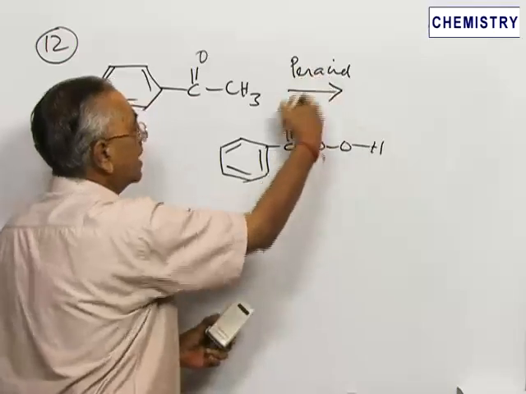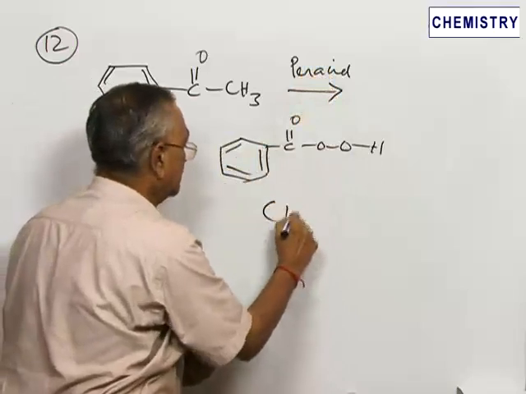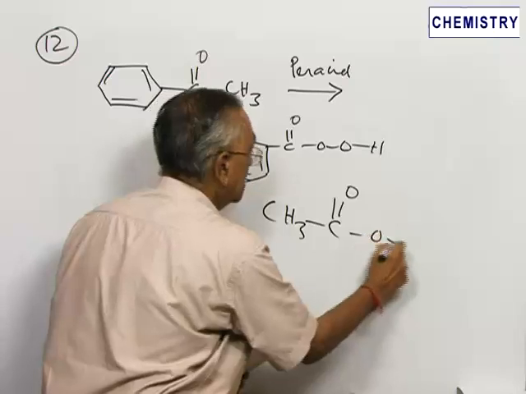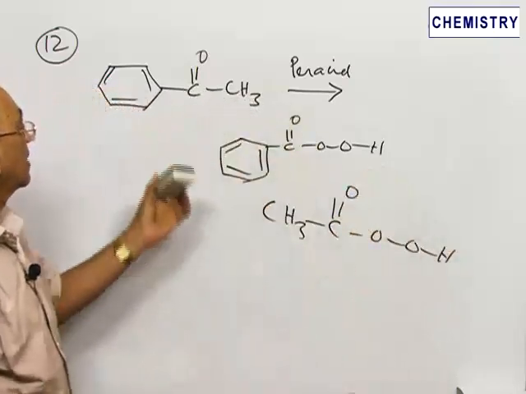So this is actually a peracid. This is simply given as a general name, peracid. It can be any other peracid. As for example, this is known as perbenzoic acid. This, in other words, is known as peracetic acid. So any one of the peracids can be used in this particular reaction.